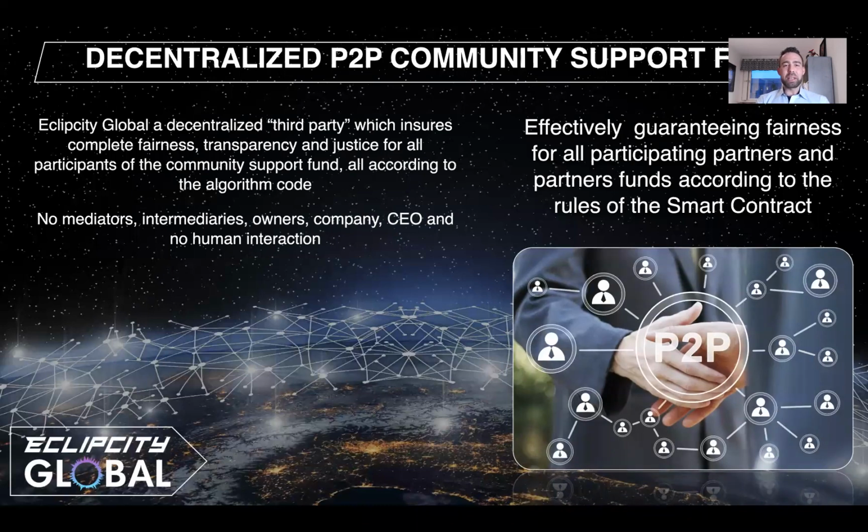Now, as a decentralized peer-to-peer community support fund, EclipCity Global can be viewed as a third party which will ensure complete fairness, transparency, and justice for all participants of the community support fund, all according to the algorithm code. There are no mediators controlling this. There are no intermediaries. There are no owners. There is no company. There is no CEO. There is absolutely no human intervention. This effectively guarantees fairness for all participating partners and the partners' funds according to the rules of the smart contract. Nothing more, nothing less. That is the beauty of decentralized smart contracts.